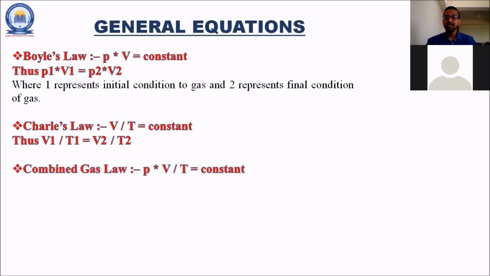Also we have studied and derived the combined gas law. The equation of the combined gas law is PV by T equal to constant. Similarly, at initial state 1 and final state 2, the combined gas law can be written in this format: P1V1 by T1 is equal to P2V2 by T2.